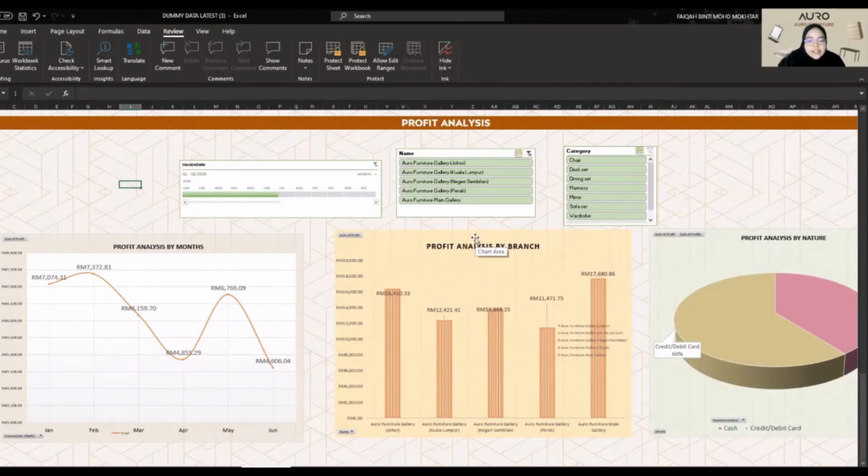My name is Faika. Now let's take a look at the dashboard for the profit analysis. Let's start with profit analysis by branch, which is in the middle. We choose branch name for the slicer to easily filter the sum of profit of each branch.